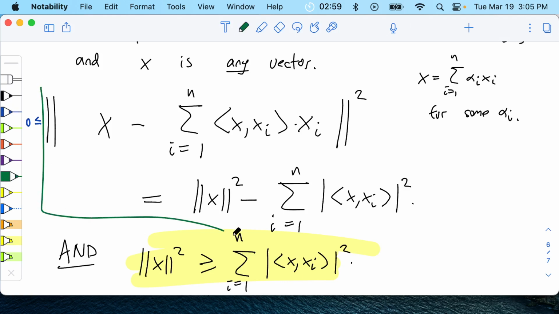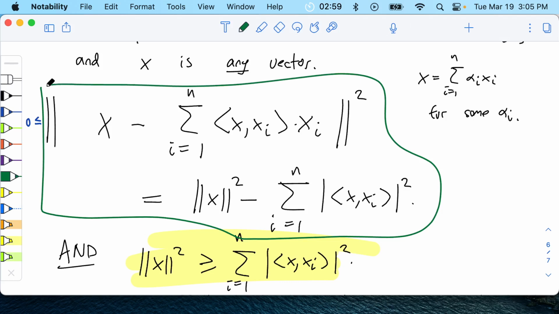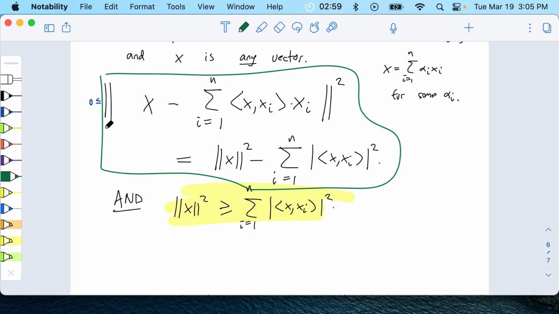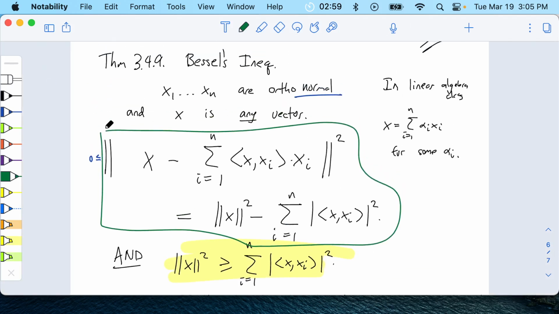Okay. Questions about the statement? That's what we're going to prove. I'm going to prove the thing in green. So this is approximating x by a basis.